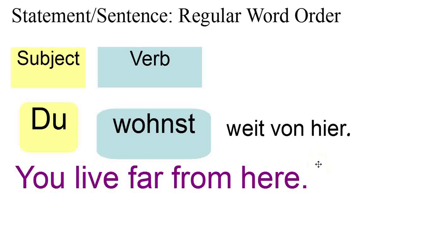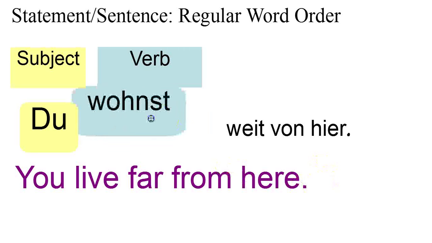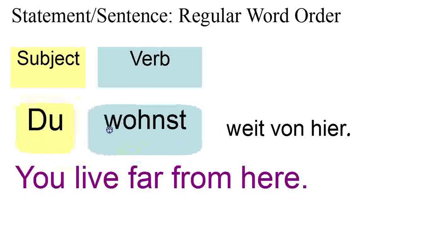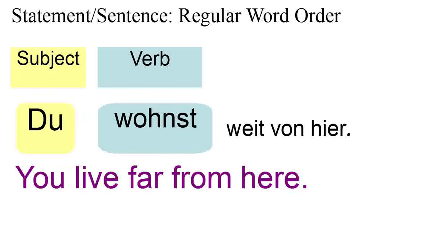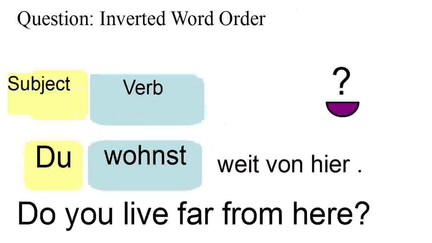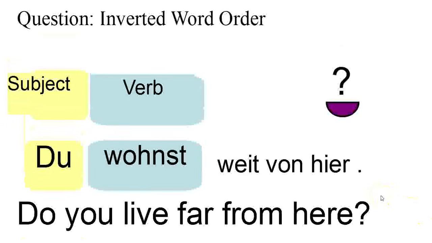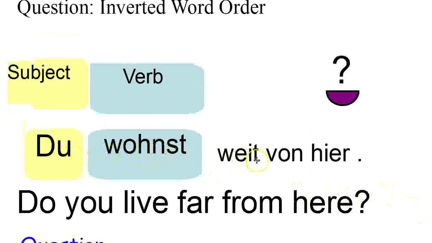What happens is when we want to take this sentence or statement and turn it into a question, we utilize something called inverted word order, meaning we're going to flip these two elements around. Are you ready? Inverted word order. All right, here's our sentence. Du wohnst weit von hier. You live far from here.